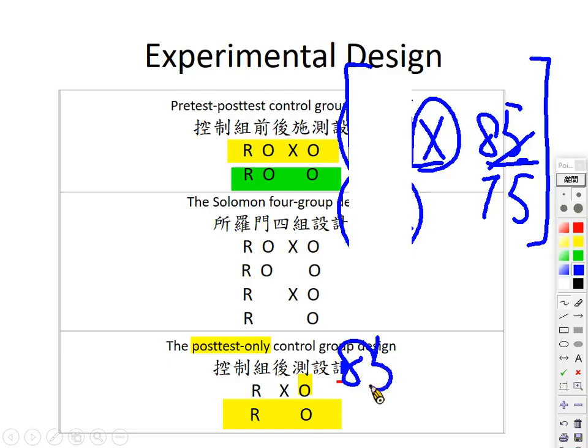This is 85, and the post-test for the control group is 75. Wow, we can say the treatment makes a 10 points difference. It's good, right? But what's wrong with this? Although we are able to get rid of the threat for pre-test, in this case we do not have the baseline. We do not know when they start. What is the point they start, right?